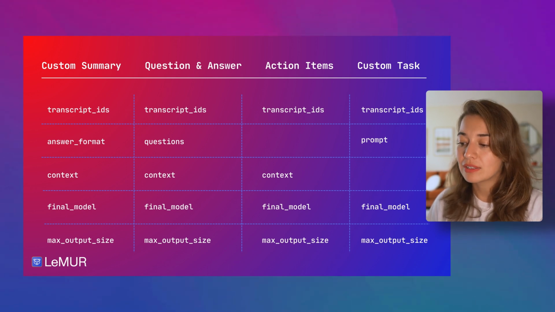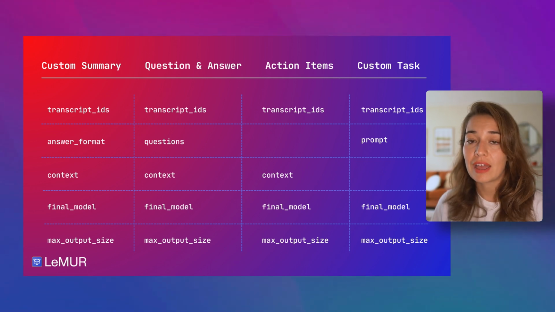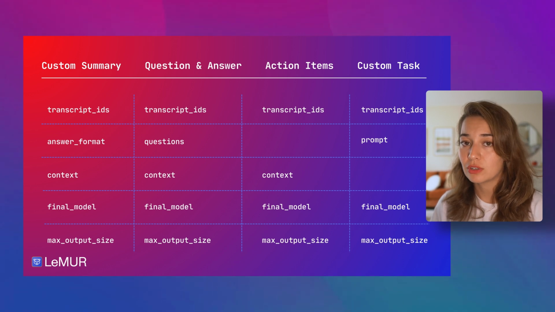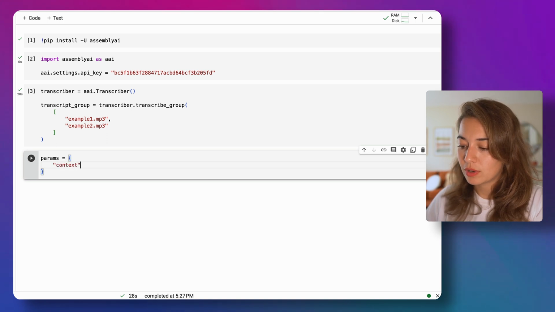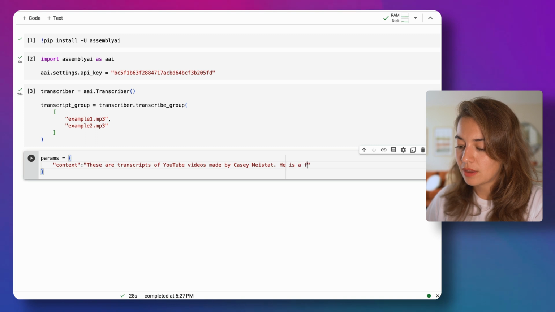Another thing that we can set is the context. We can give additional context to LeMUR about these action items. So we can do that in this case. For example, I can mention these are transcripts of YouTube videos made by Casey Neistat. He is a famous YouTuber.